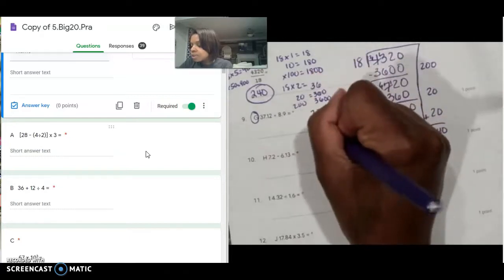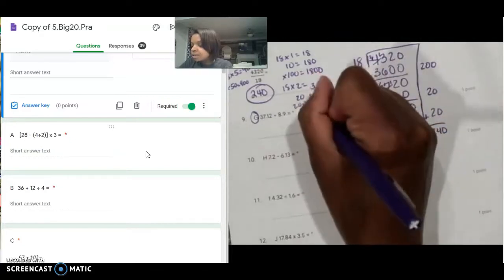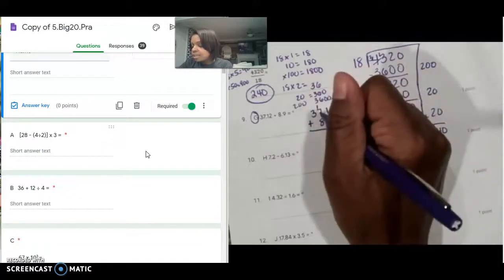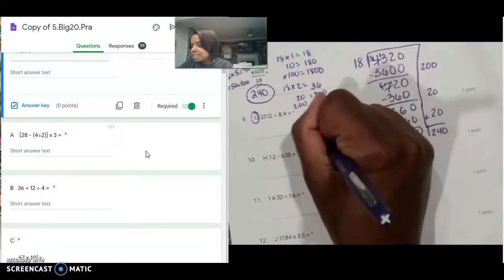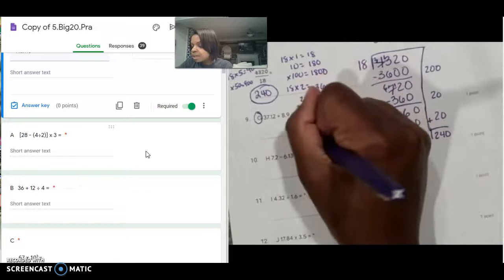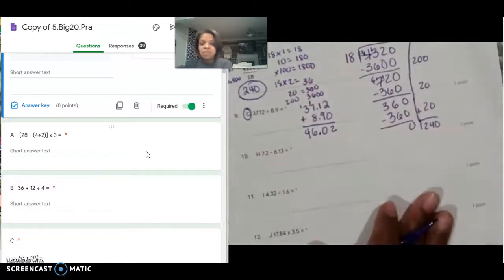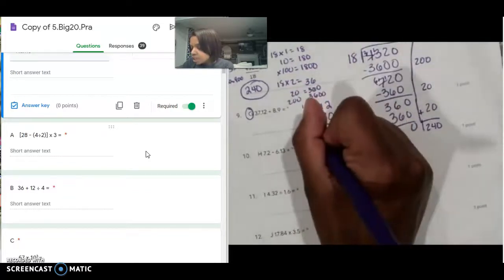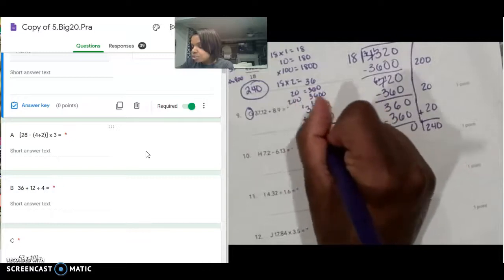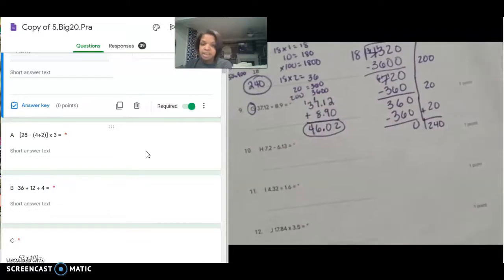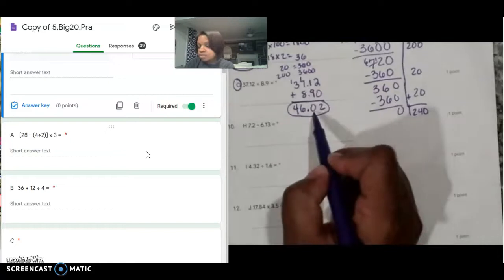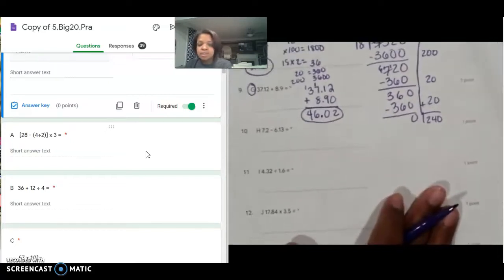9 plus 1 makes 10. Bring my decimal down, carry my 1. 8 and 7 is 15 plus 1 is 16. Carry 1, and that makes 4. So my final answer for letter G is 46 and 2 hundredths. Okay, and yes, your place matters. Make sure you have that 0 in its correct place.